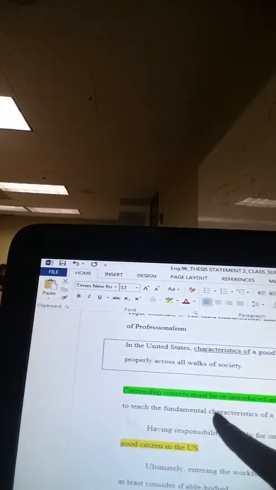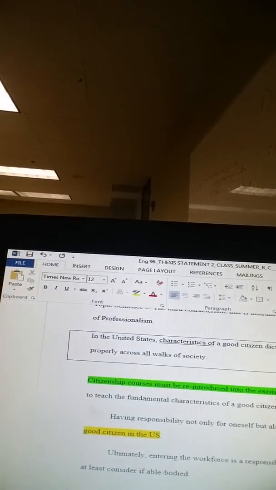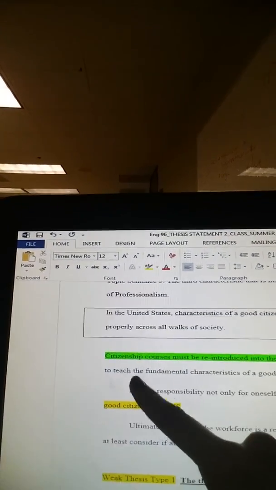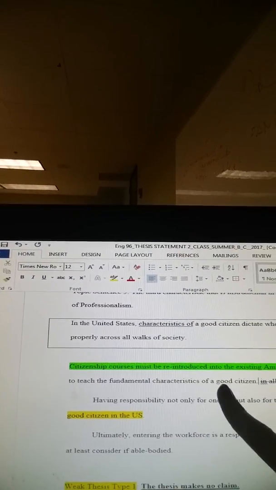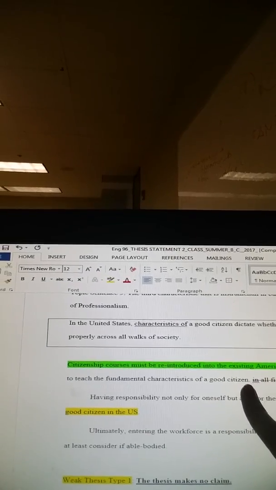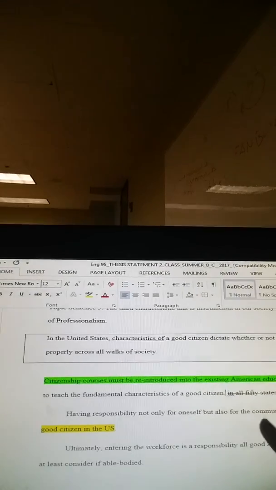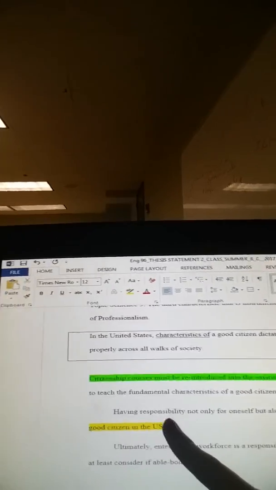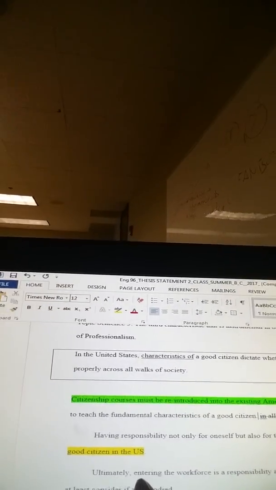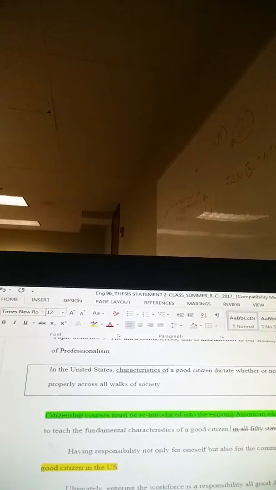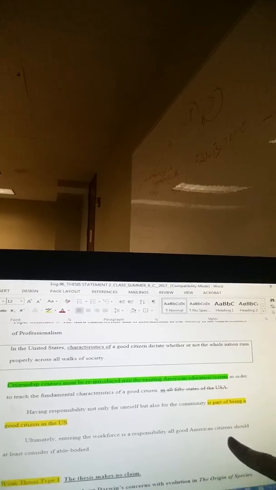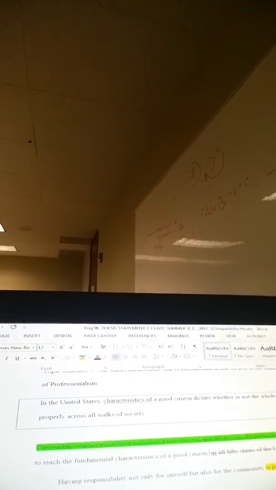Yeah. Okay. So citizenship courses must be reintroduced into the existing American education system in order to teach the fundamental characteristics of a good citizen. Having responsibility not only for oneself, but also for the community is part of being a good citizen in the USA. Ultimately, entering the workforce is a responsibility all good American citizens should at least consider if able-bodied.